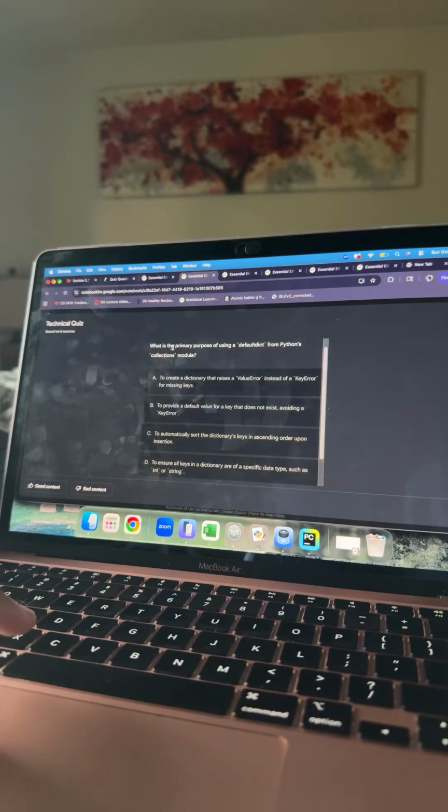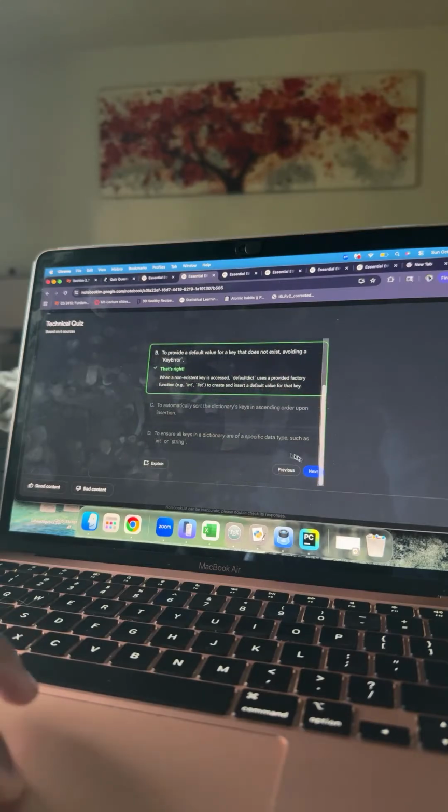So what is the primary purpose of using a default dictionary from Python's collections module? This is like the last quiz that we did. If I remember correctly, it provides a default value for a key that does not exist. Yeah, this one. All right.